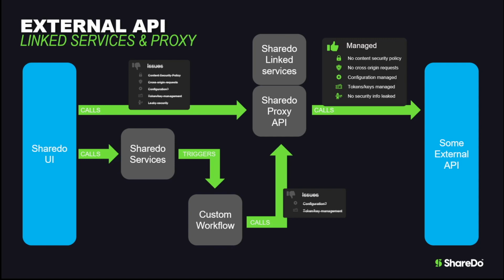So it effectively gets rid of the need for the content security policy to be changed, because ultimately you're still calling the Sherdo APIs from the UI. It's not a cross-origin request anymore because you're calling the Sherdo API, which is where the UI comes from. So there's no cross-origin request necessary. The configuration is all being stored against the link service itself and can be changed as you deploy these things between environments. All the tokens and keys are being managed within the link service system itself, so none of that security information is being leaked.